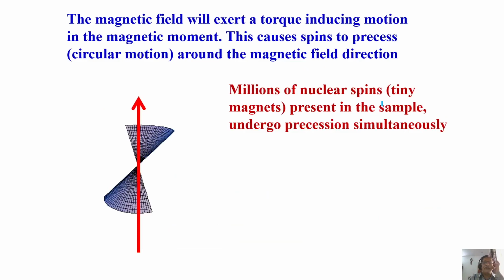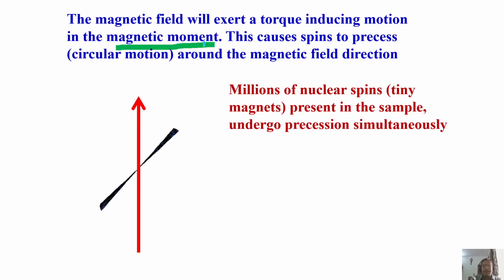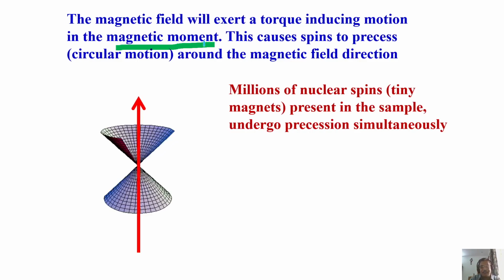As a consequence, what happens? The magnetic field exerts a torque inducing motion into the magnetic moment. That is, for the spins, it introduces a sort of torque inducing motion. This torque will make the nuclear spins start precessing along the direction of the magnetic field. It was somewhere like this, in two orientations, but the main magnetic field starts pulling. But the preferred orientation according to quantum mechanics is like this, a restricted orientation.